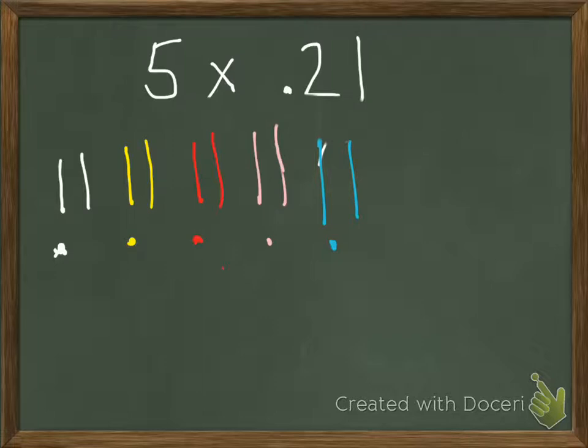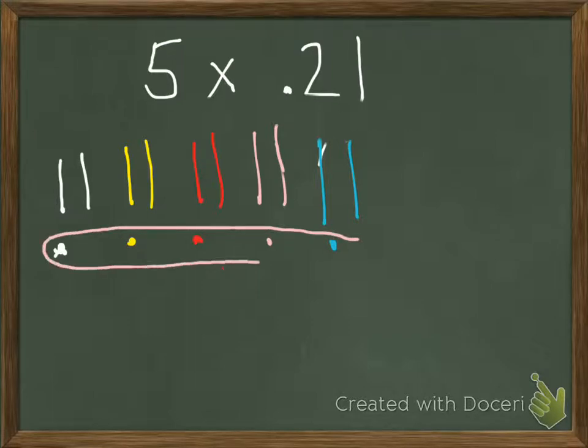So now that I have my 5 groups of 21 hundredths, what I need to first do is start combining my smallest place, which is the hundredths place. I have a total of 5 hundredths. Now, if I have 10 hundredths, I could create 1 tenth. I could regroup. But since I only have 5 hundredths, I'm going to move on and see if I could regroup my tenths pieces.